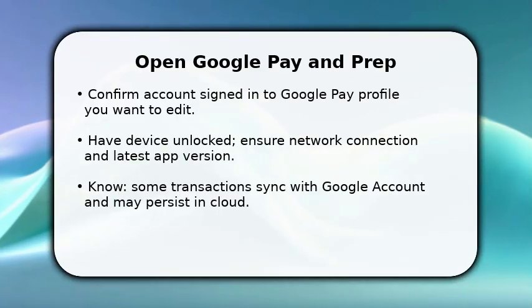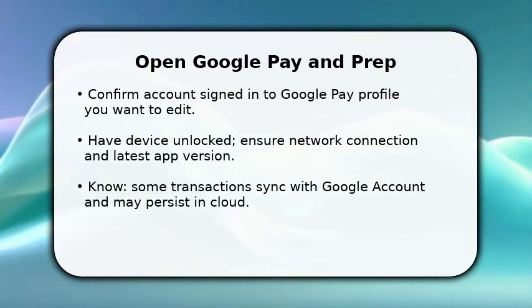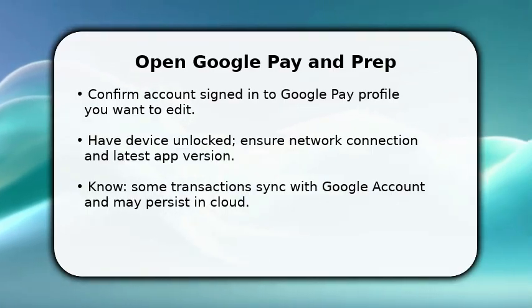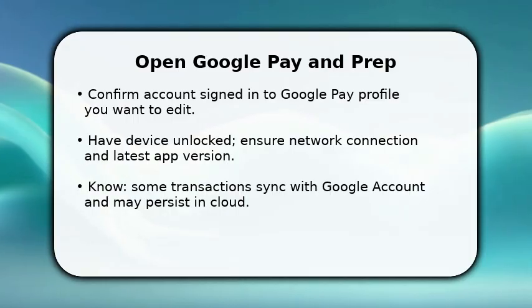You open Google Pay and go straight to the account that holds the yearly transactions you want to clear. Once done, make sure your phone is unlocked and connected to Wi-Fi or mobile data so changes sync. Tap the profile icon, then select Payments or Activity. This puts you at the list of transactions.